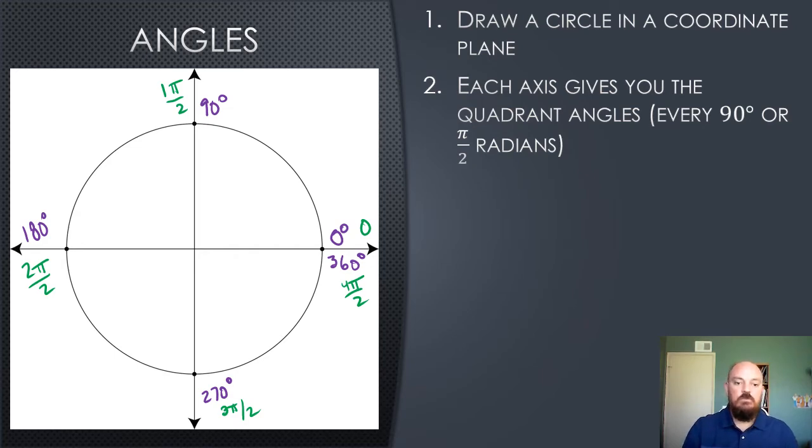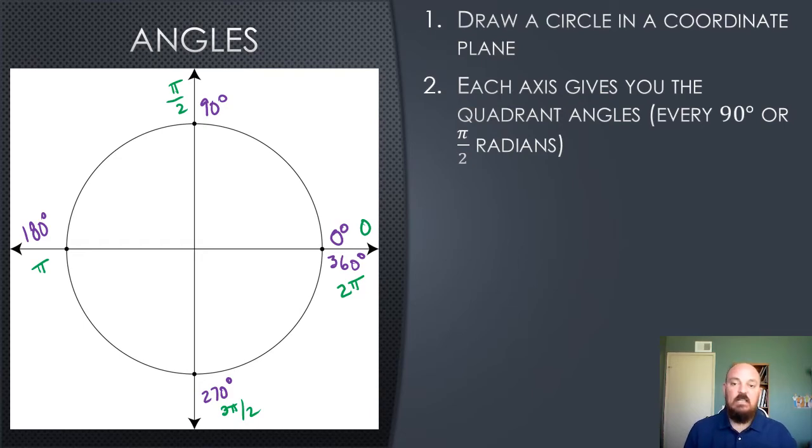Now 1 pi over 2, I'm going to take the 1 out and just call it pi over 2. Now 2 pi over 2, the 2's cancel, that's just pi. 3 pi over 2 doesn't reduce, we'll leave it. And then 4 pi over 2, 4 divided by 2 is 2. So 4 pi divided by 2 is 2 pi. So there's our quadrant angles in both degrees and radians.